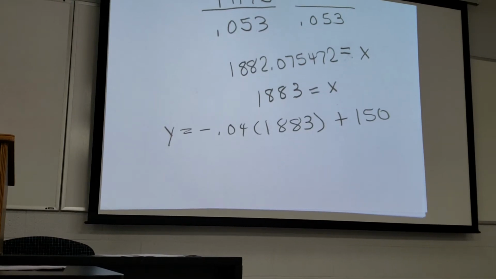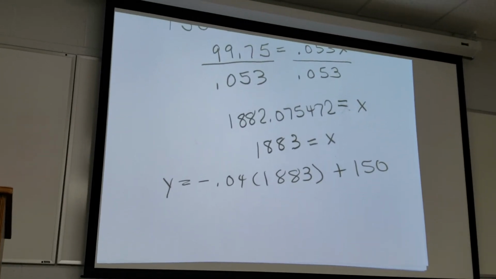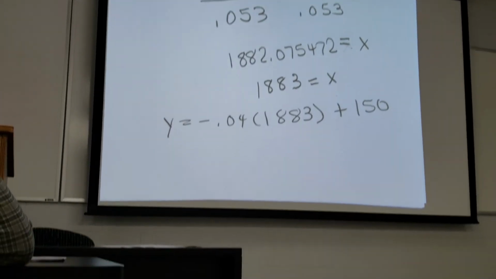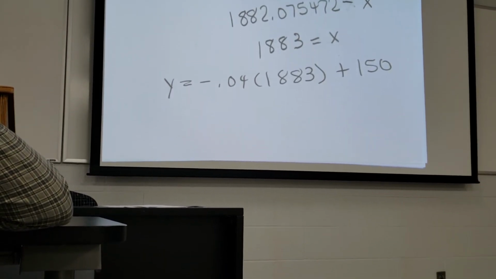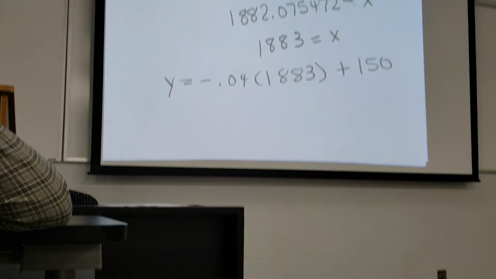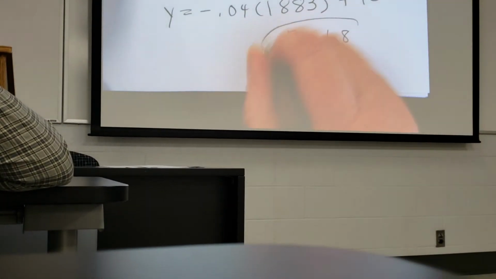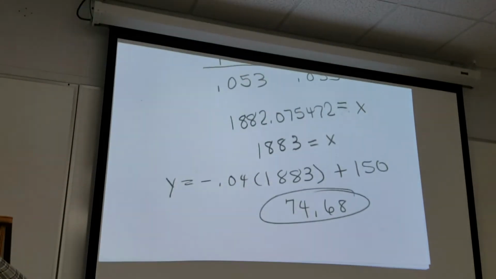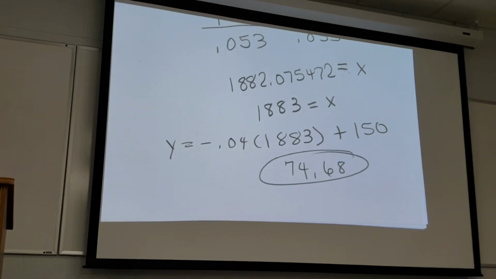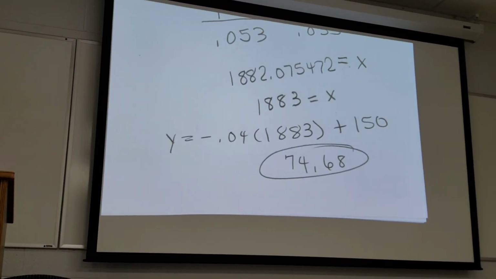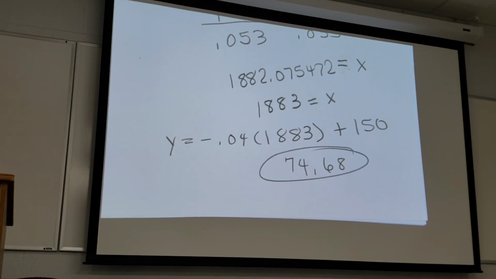Oh, no, it's not 10,000, okay. So, negative 0.04 times 1,883 plus 150. They're gonna sell them for $74.68. So she added it. What did I add wrong? Oh. Explain. The supply, that's my only problem. Now, on the homework, it works out nice.